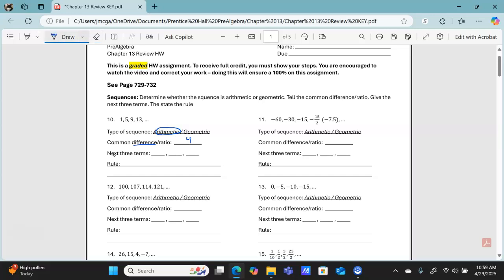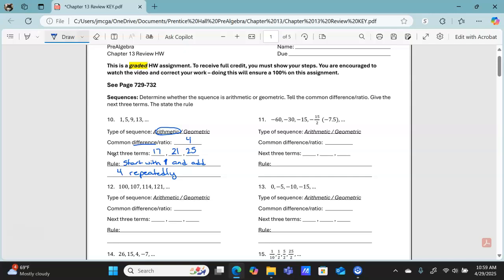It's assumed to be positive. So the next three terms: plus 4 would be 17, plus 4 would be 21, and then plus 4 would be 25. Your rule is start with 1 and add 4 repeatedly, or add 4 repeatedly starting at 1.